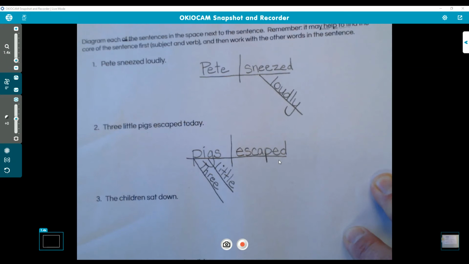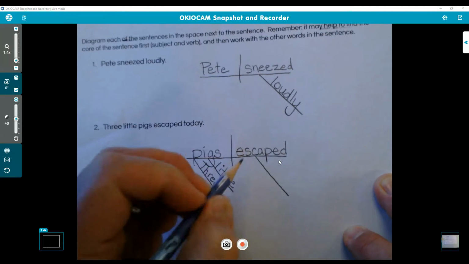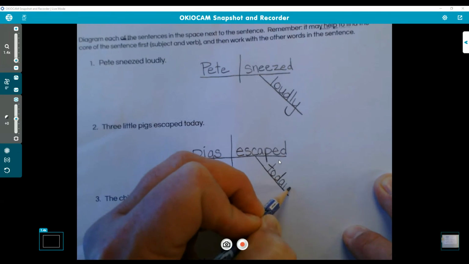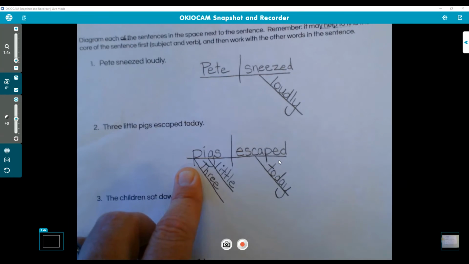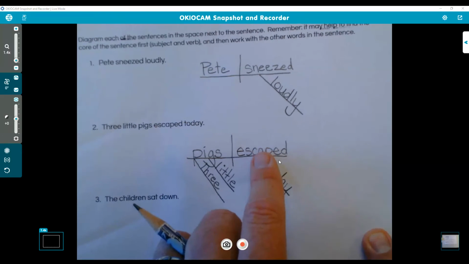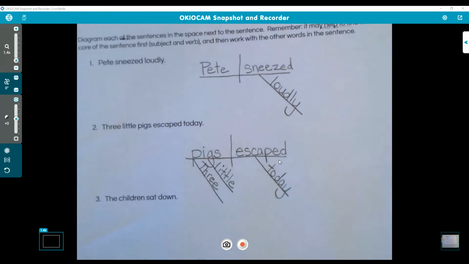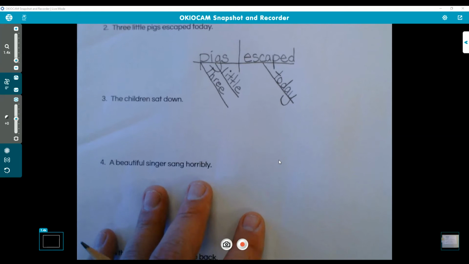What about the word today? Today answers the question, escaped when? Today. Right? If we put today under pigs, then it sounds like they're pigs today. They're always pigs. They escaped when? Today. Today is an adverb describing escaped. How'd you do on that one? All right, remember, every bit of practice helps. Let's go to sentence number 3.